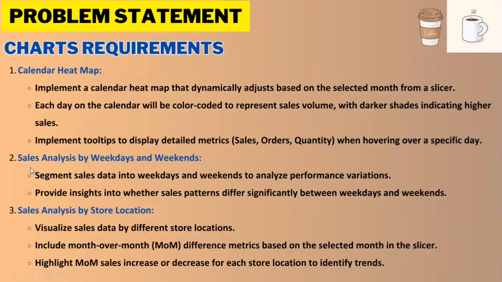And here we have another, sales analysis by weekday and weekend. The main reason we're using it is to analyze the performance variation, how customer buying behavior changes in the weekday and weekend, providing insight into whether the sales pattern differs between weekday and weekend. And here we have another, sales analysis by store location. It is also the same. We are visualizing the sales data by different store locations, including month-on-month difference based on the selected month in a slicer. And we are also highlighting the month-on-month sales increase or decrease for each store to identify the trend.